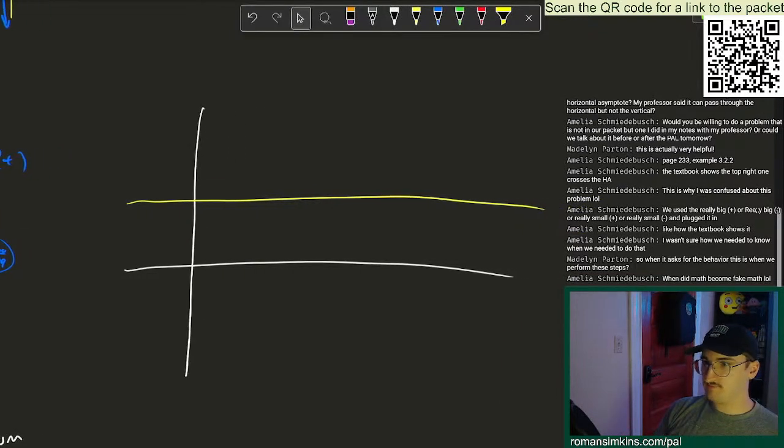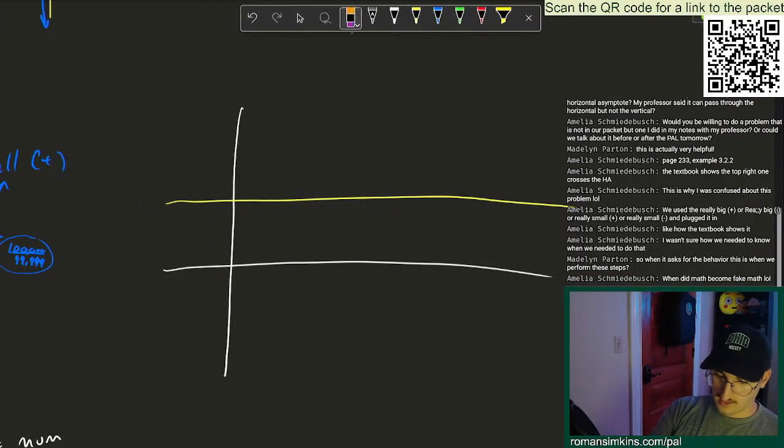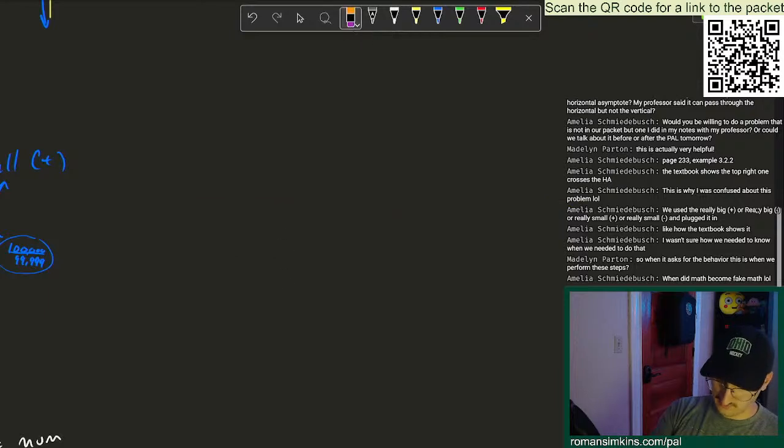When did math become fake? LOL. I'm going to tell you what they don't want you to hear. It's always been fake. None of it's real.